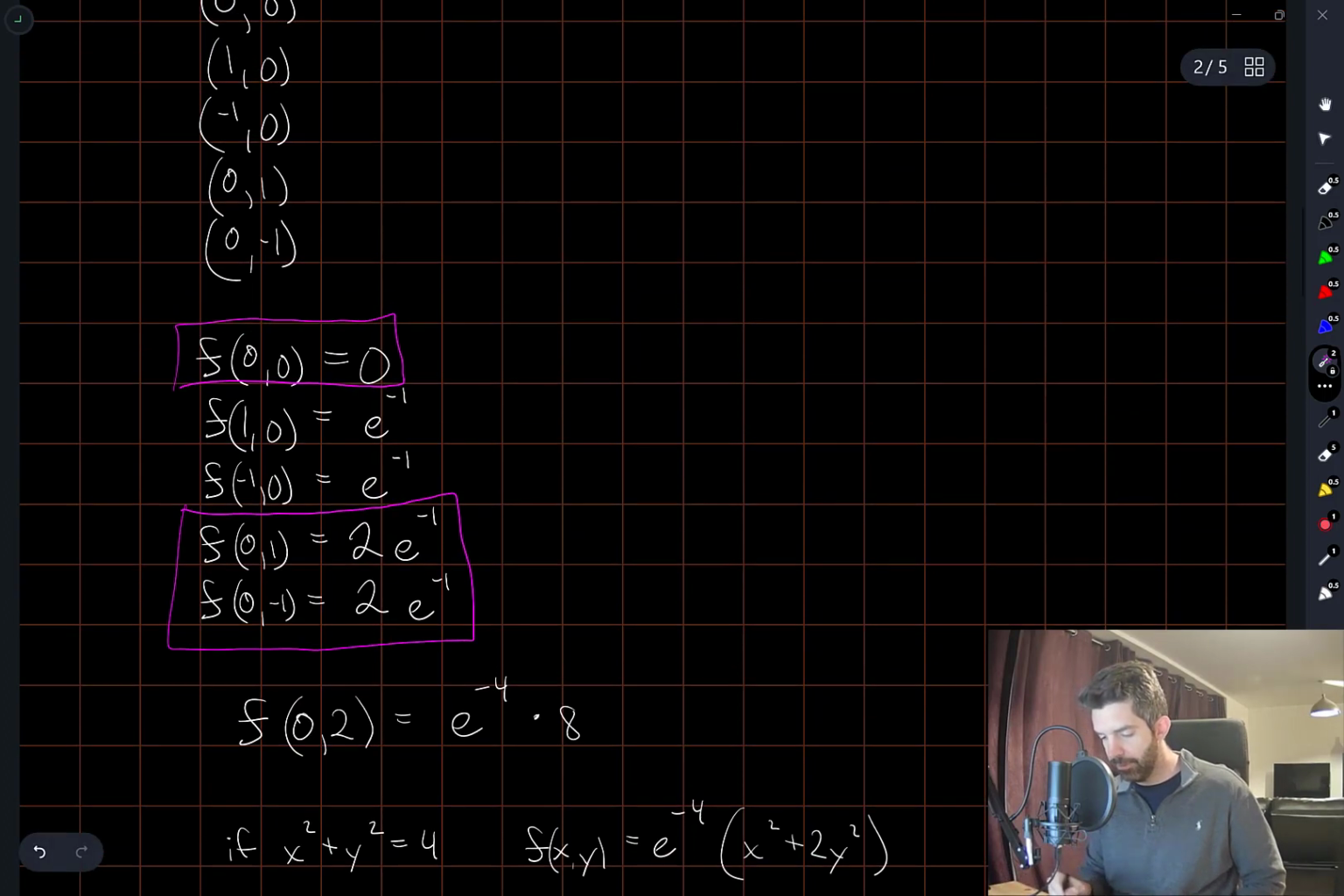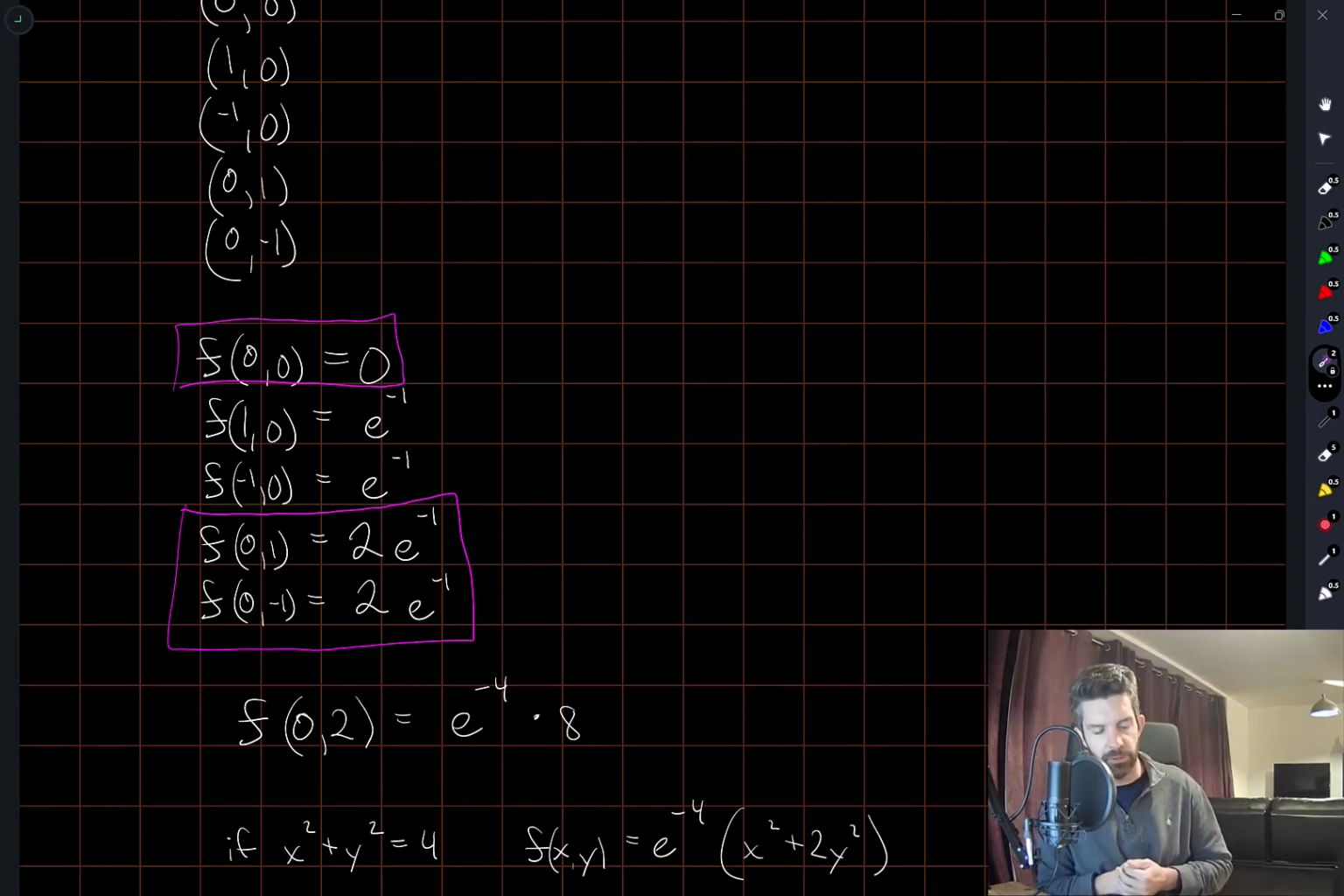I'm going to say that this is as far as I'll go. I don't think we need to actually do any more work to figure out the minimum or maximum of this function.